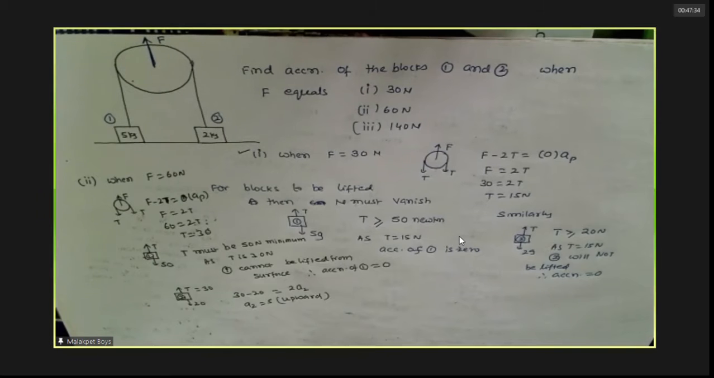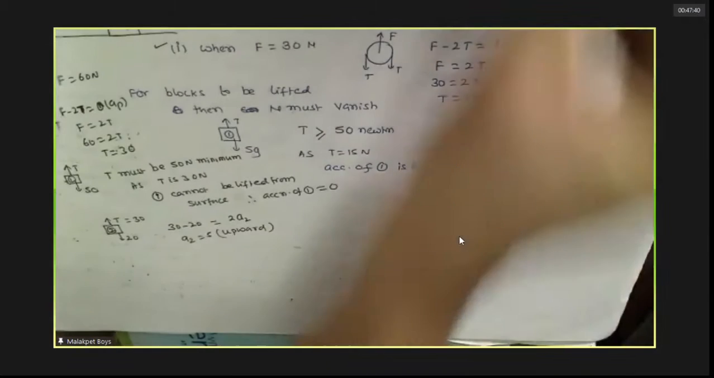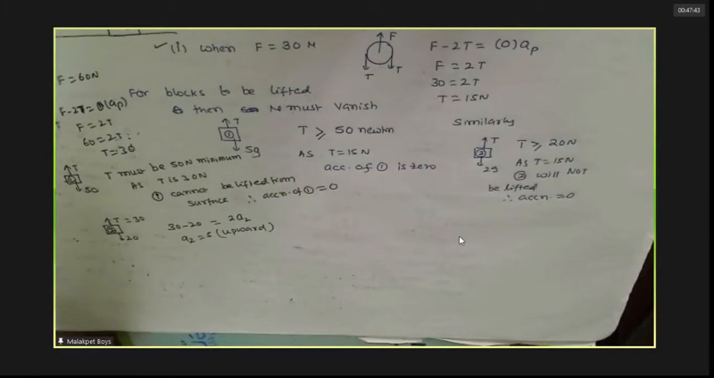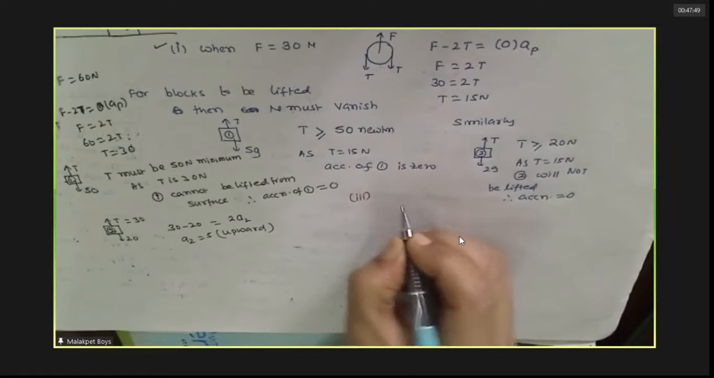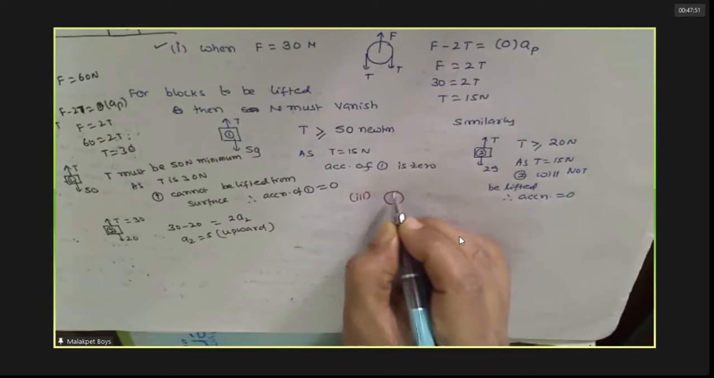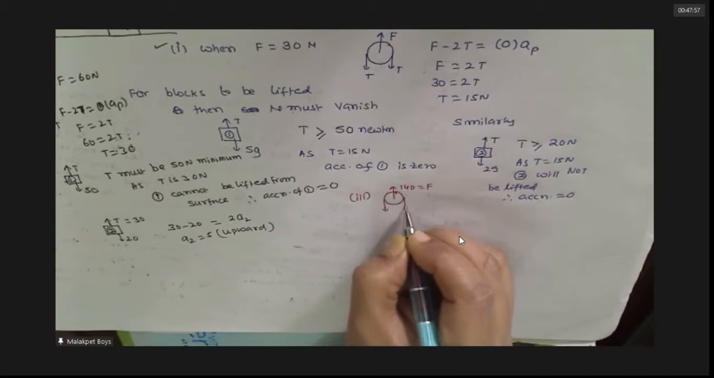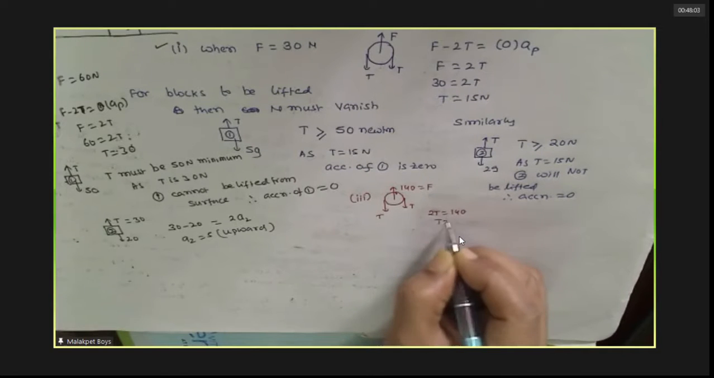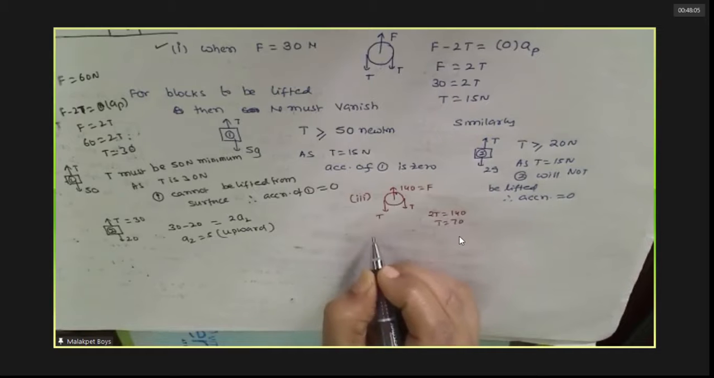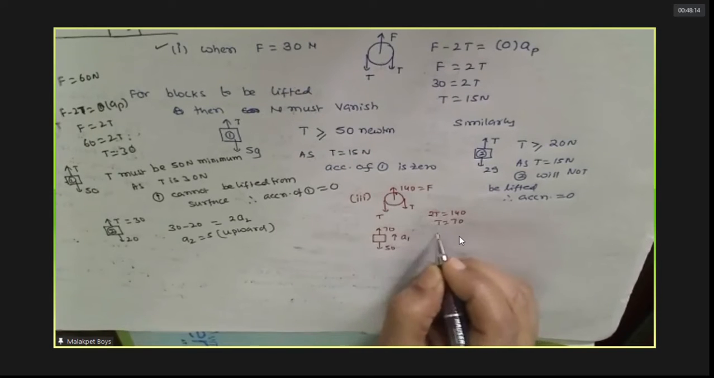Next, come back to the third part. What is the third case they have given? The third one says that F is 140 newton. This is T, this is T. 2T equals 140. T equals 70. Now you can see that this is 70 newton. This is 50 newton. This is a1.